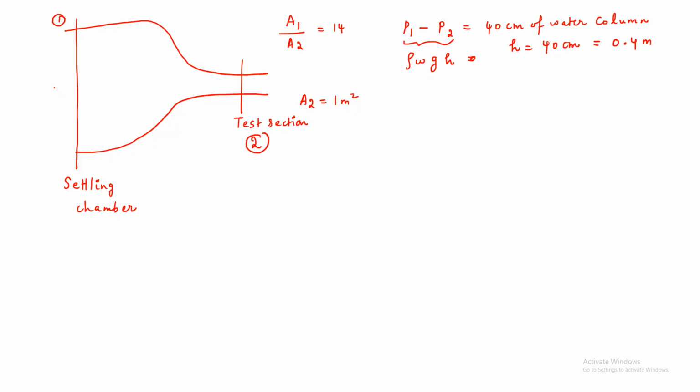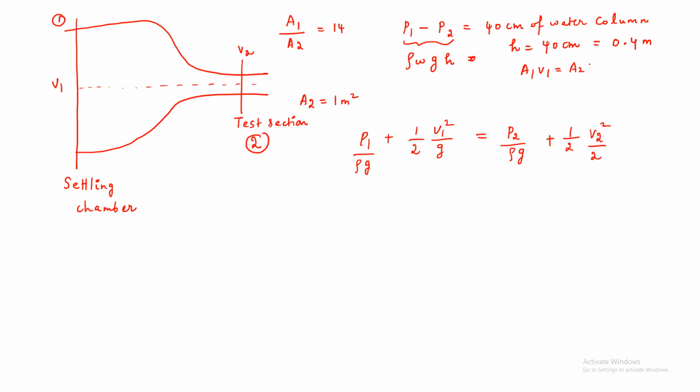Let's take the speed of air at the settling chamber to be V1, and the speed of air at the test section to be V2. Now, considering that it is at the same datum level, let's apply Bernoulli's equation, right? So P1 by rho g plus half V1 square by g equals P2 by rho g plus half V2 square by 2g. Before that, let's use our continuity equation, which is A1 V1 equals A2 V2.